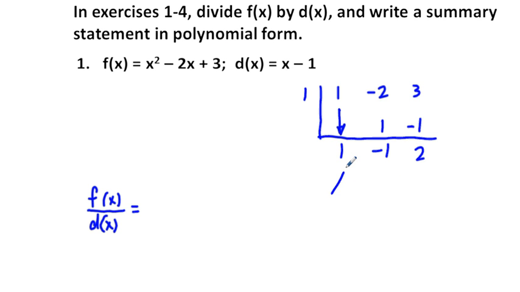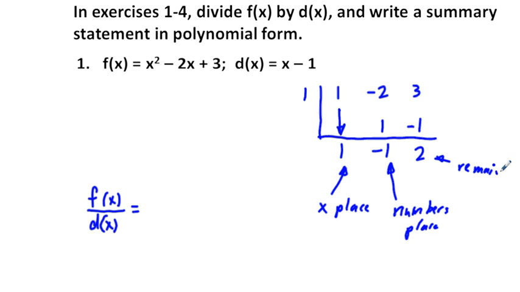So this is in our x place here. And this one here, this negative 1, is in our numbers place. And finally, 2 is our remainder. Now, what I've seen in my classes is that getting this 1, negative 1, and 2 is really pretty easy, but trying to keep track of really what these mean is what students have trouble with. You have to look at it this way: you're dividing x squared by x, and so the first term is going to be 1x. X squared divided by x is x.